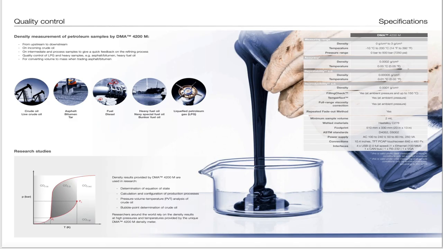Density measurement of petroleum samples by the DMA 4200M from upstream to downstream: on incoming crude oil, on intermediate and process samples to give quick feedback on the refining process, quality control of LPG, and heavy samples for converting volume to mass when tracking asphalt and bitumen.